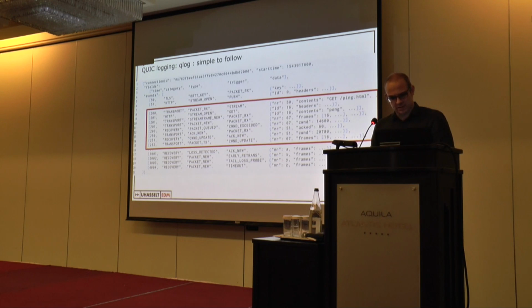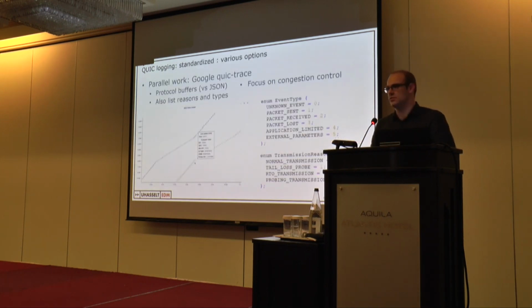As luck would have it, about 2 days after we sent this in for review for EPIQ, the Google guys posted something on the mailing list, something very similar. Quicktrace, or Quicktrace, I'm not sure. I think it was Quicktrace. They don't use JSON, but they use protocol buffers. They also focus very heavily on congestion control, and they have simple visualizations as well.